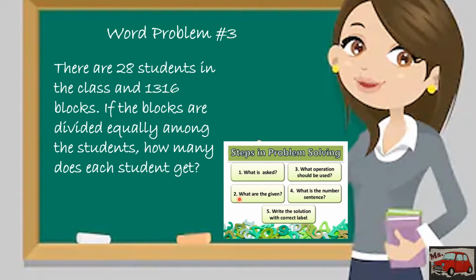Next is what are the given? So we have 28 students and 1,300 blocks. Number 3, what operation should be used? So since ang tinatanong is ilan yung nakuha ng bawat estudyante, alright, each student, and yung keyword pa natin is divided equally, so it's obvious na ang operation natin is division. Okay? Next, what is the number sentence or expression? So since it's division, so our expression is 1,316 divided by 28. Then let's solve.